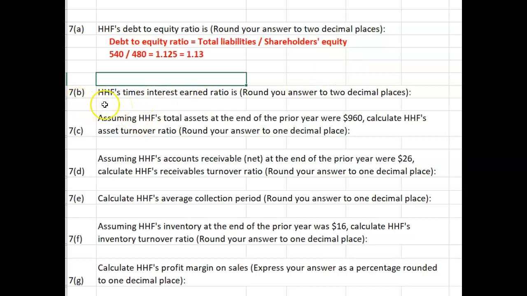Number 7B. Please pause your video and calculate HHF's times interest earned ratio. Please round your answer to 2 decimal places.